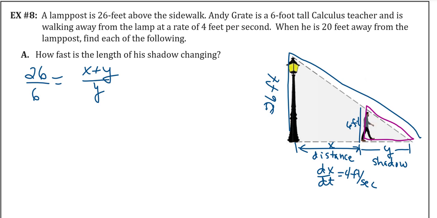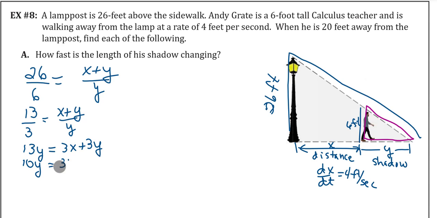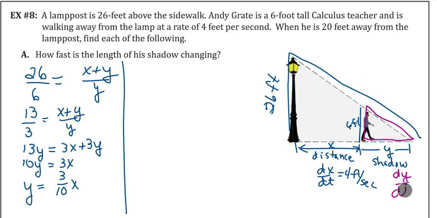Okay, so let's simplify this a little bit. So we have 13 over 3 is x plus y over y. So making this just an equation in y will be a lot easier. So 13y is equal to 3x plus 3y if I cross multiply. So 10y equals 3x. So my equation becomes simply y equals 3/10 x. So now it's going to be easier with this relationship instead of the very first one to find dy dt, because that's what we're looking for. His shadow lengthens at a rate of dy dt.